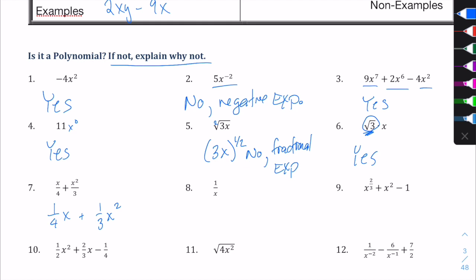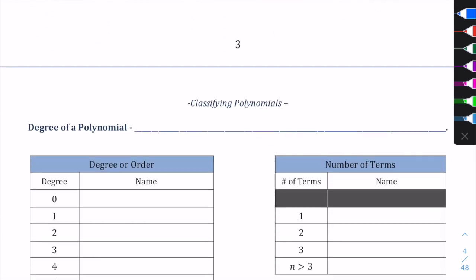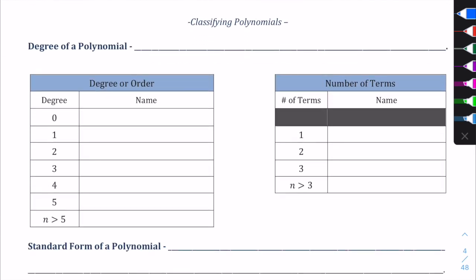Okay, there's some more down here for you to try and consider, but we're not going to go through them right now. All right, so let's look on to classifying a polynomial. Part of classifying a polynomial is talking about the degree of a polynomial. The degree of a polynomial is the highest exponent of the polynomial.